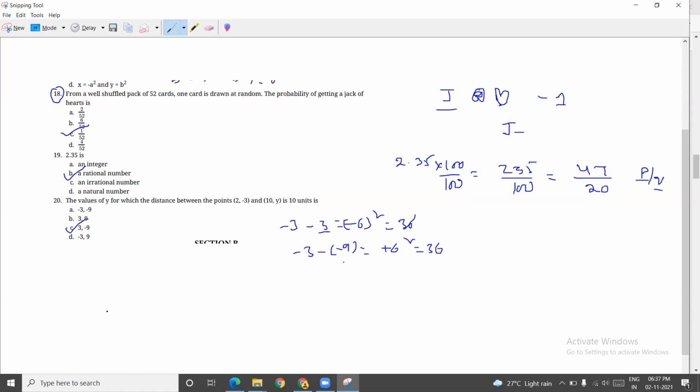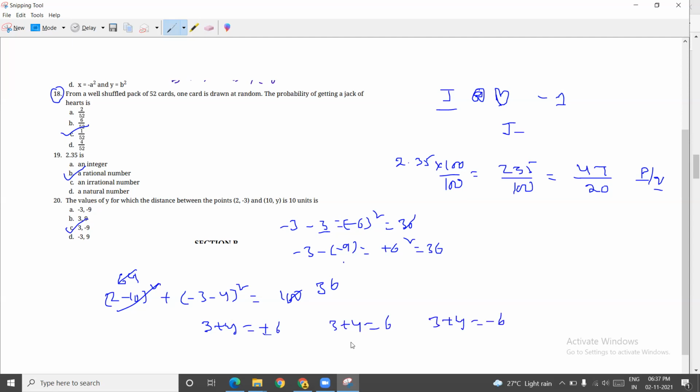Or you can calculate (2 minus 10) whole square plus (minus 3 minus y) whole square is equal to 100. So 2 minus 10 squared is 64, and the rest is 36. So 3 plus y is equal to plus or minus 6. So 3 plus y is equal to 6, or 3 plus y is equal to minus 6. So y is equal to 3, or y is equal to minus 9. Like this also you can calculate. Hope you are clear what I am trying to say, students. Yes, sir.